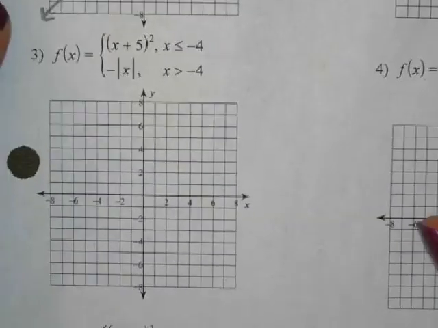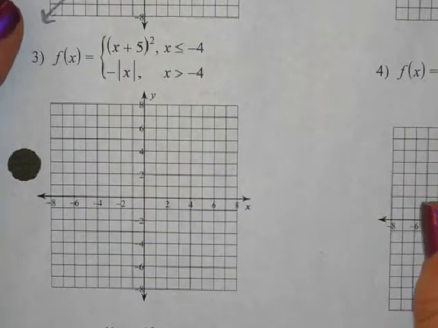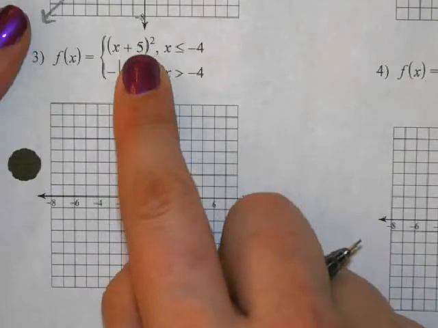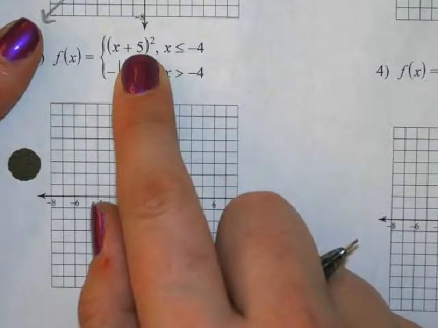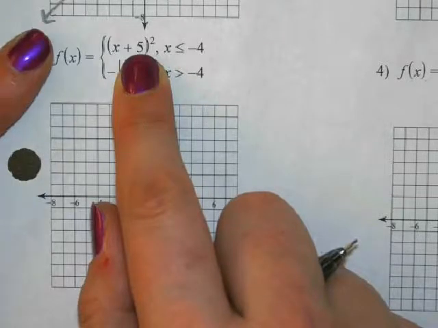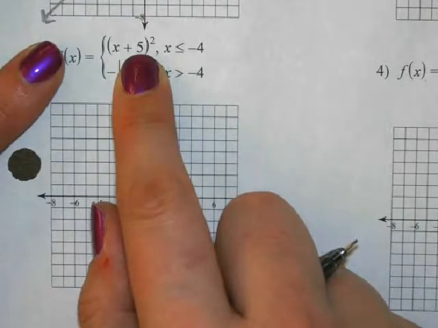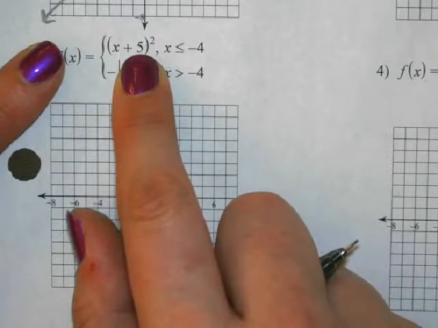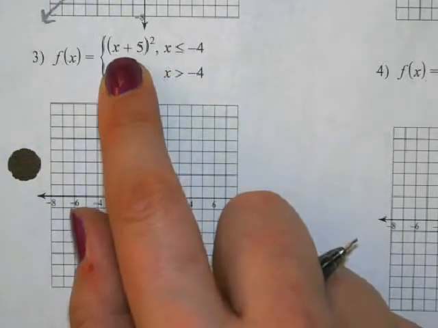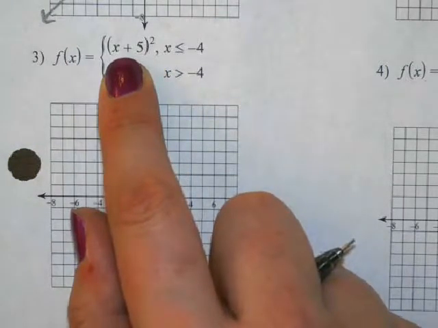So if we look at number 3, it has some parent functions in it. So this one has a quadratic. How do we know how to graph a quadratic without a calculator? We draw the chart, right? So we're trying to graph this quadratic without a calculator, so we're going to write the numbers for a quadratic. Do we know those? Yep.